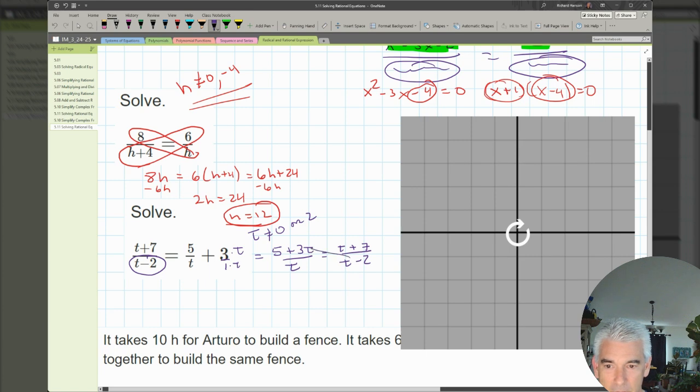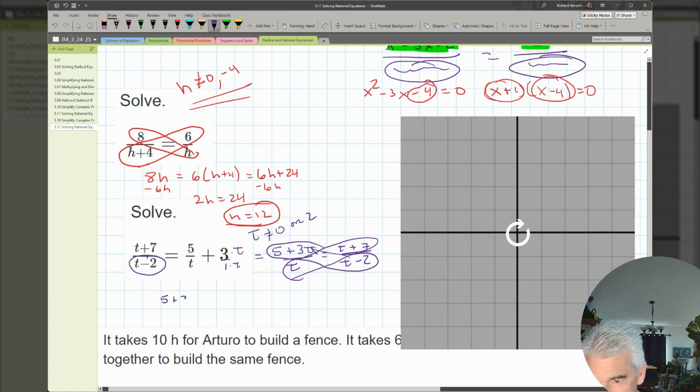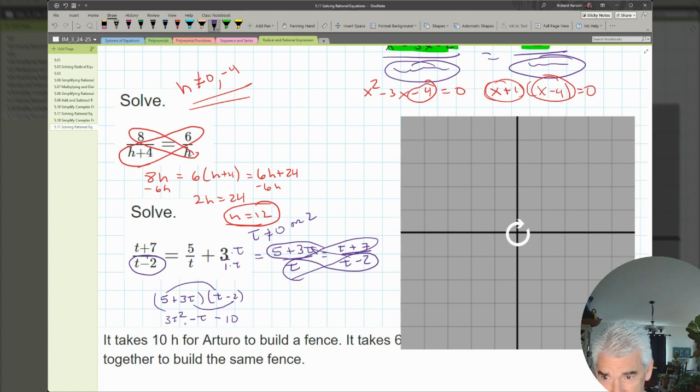At this point, I can do my butterfly, and now we're going to notice, oh my goodness, this ends up being a quadratic. Oh, I'm not happy. So we get 5 plus 3t times t minus 2, which is 5t, and then we're going to get negative 6t, so I'm going to get negative t. I'm going to get minus 10 at the end, and I'm going to get 3t squared. So I did that a little fast. You can use the box technique or whatever FOIL technique. So this multiplies out to 3t squared minus t minus 10.